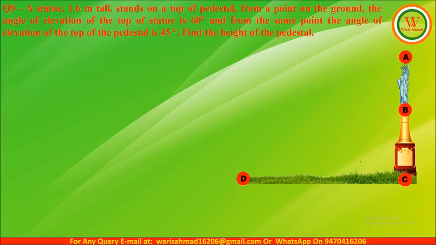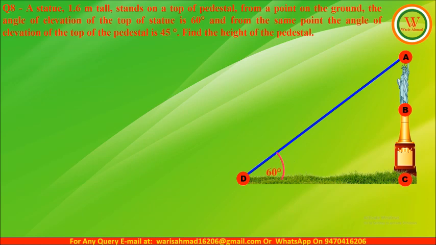Now from point D, suppose we have considered a point D on the ground. From this point D, the angle of elevation of the top of the statue is given as 60 degree. So first of all we have to draw the line of sight, that is DA, and the horizontal line is DC. So the angle between these two is given as 60 degree.